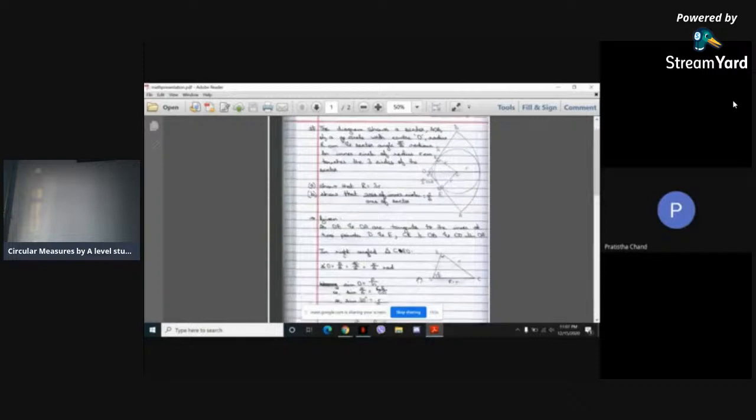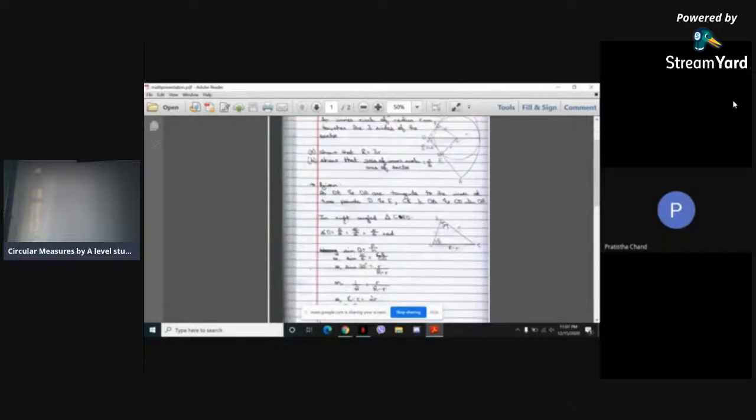So you can see that I've taken sine O, which will be perpendicular by hypotenuse, and sine pi by 6 equals CE by CO. Sine pi by 6 is sine 30 degrees, which is 1/2, which will give small r by big R minus small r. And if we equate this, we will get big R equals 3 small r.